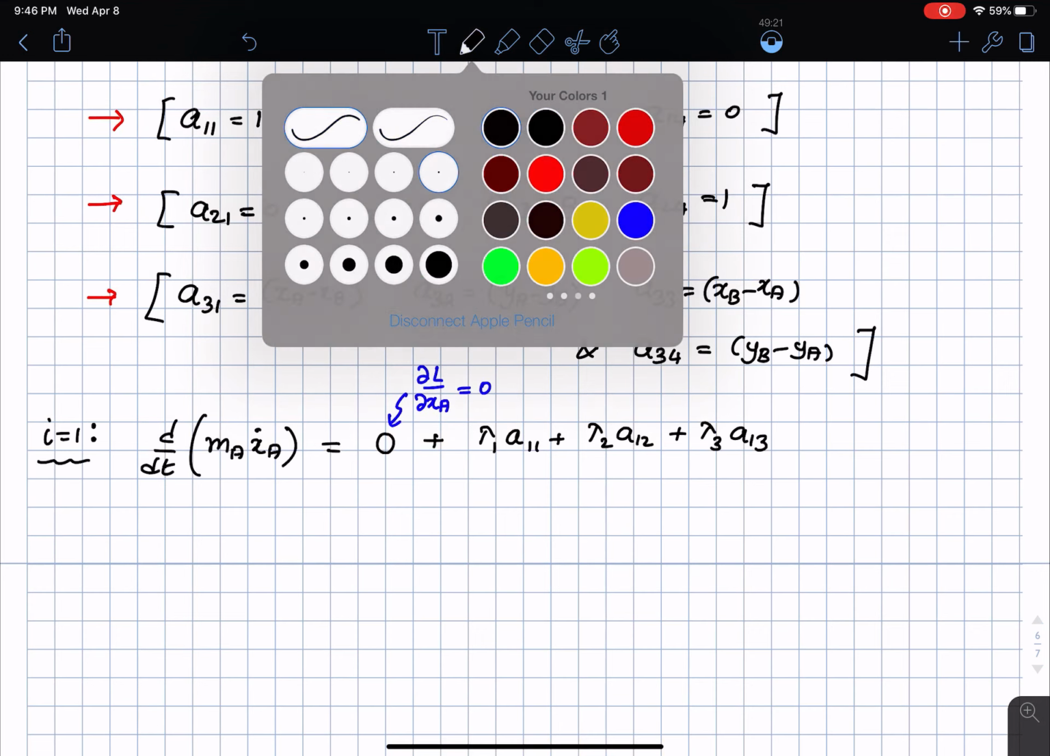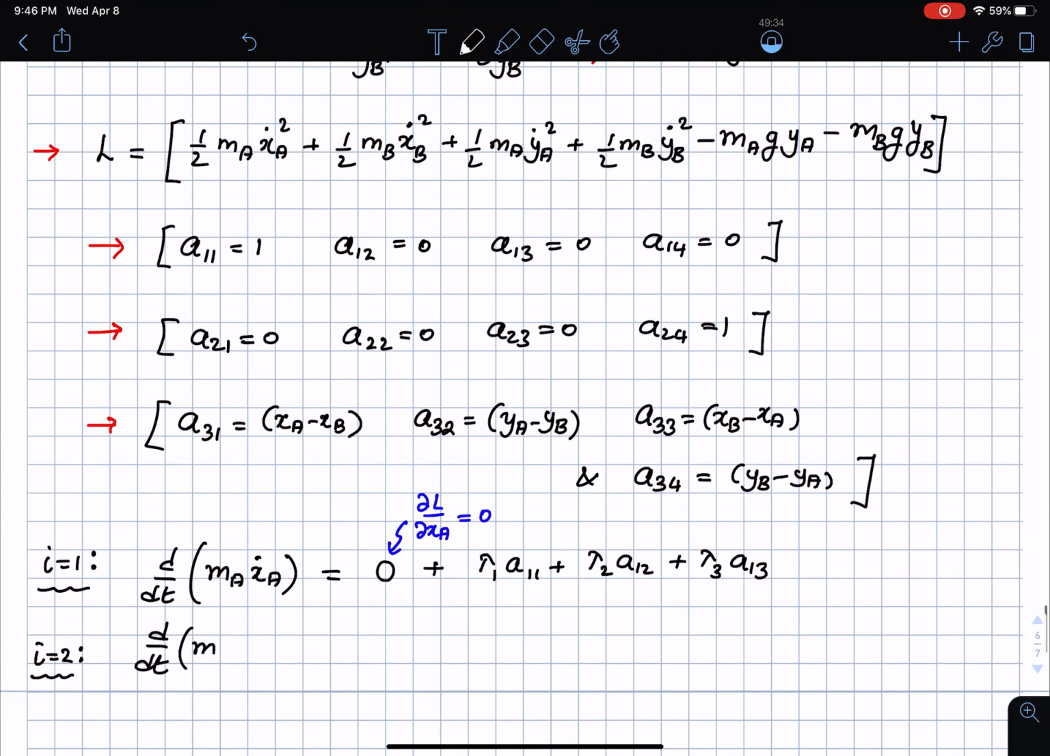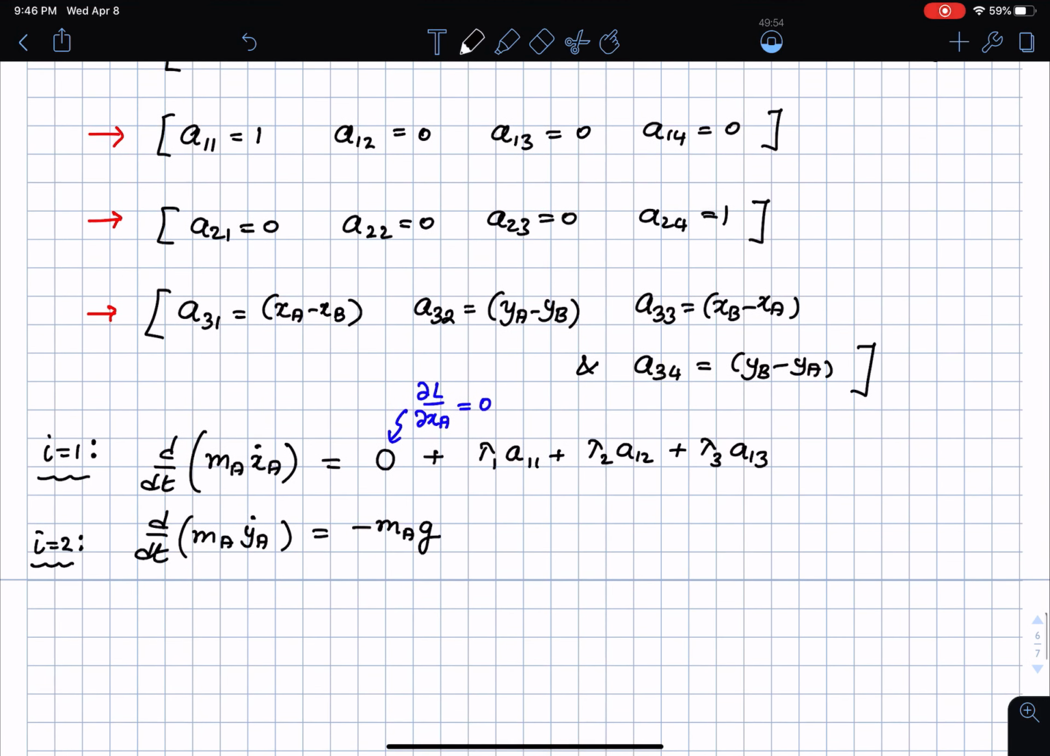Then I do the same thing for i equal to 2. I'm going to have d/dt of m_a ya-dot; when we did i equal to 2, this was ya, right? So this is going to be m_a ya-dot. Are there any terms containing ya in the Lagrangian? There's one term there, so that's going to be minus m_a g, differentiation of the Lagrangian with respect to ya. Then I'm going to have plus lambda_1 a12, lambda_2 a22, lambda_3 a32. And I made a mistake here, so this is a11, this is going to be a21 and a31. I apologize for that. So this is a11, this is a21, this is a31.